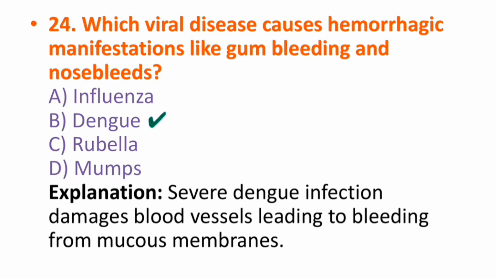Which viral disease causes hemorrhagic manifestations like gum bleeding and nose bleeds? Option A influenza, option B dengue, option C rubella, option D mumps. The correct answer is option B dengue. Severe dengue infection damages blood vessels, leading to bleeding from mucous membranes.